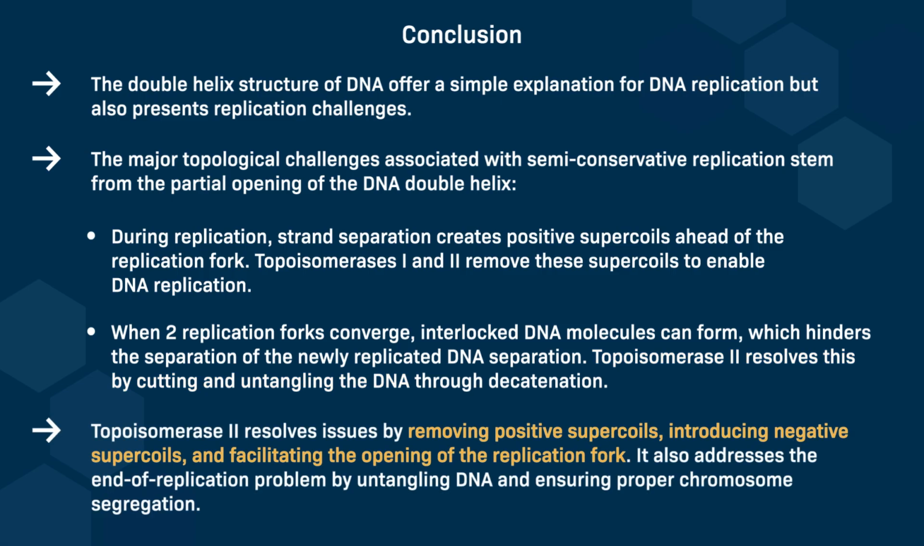Topoisomerase 2 resolves issues by removing positive supercoils, introducing negative supercoils, and facilitating the opening of the replication fork. It also addresses the end replication problem by untangling DNA and ensuring proper chromosome segregation. These topological challenges underscore the intricate mechanisms that are involved in DNA replication to ensure accurate and efficient transmission of genetic information from one generation to the next. Understanding and addressing these challenges are crucial for maintaining genome stability and cellular function.